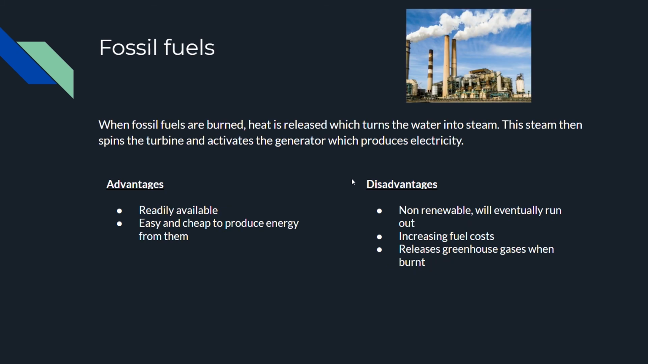Fossil fuels. When fossil fuels are burned, heat is released, which turns the water into steam. The steam then spins the turbine and activates the generator, which produces electricity. Advantages. This is readily available, and it's cheap to produce energy from them. Disadvantages. It's non-renewable, meaning it'll eventually run out, and because of that, there's increasing fuel costs, and this also releases greenhouse gases when burned, which is not good for the environment.